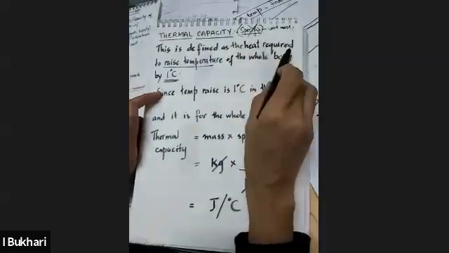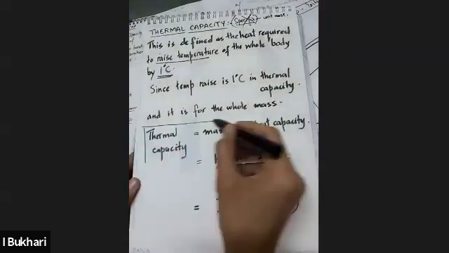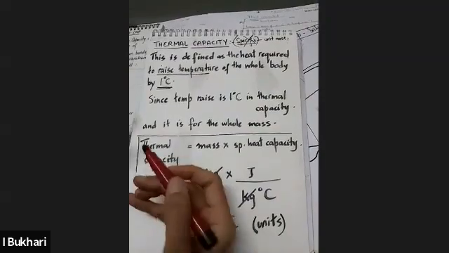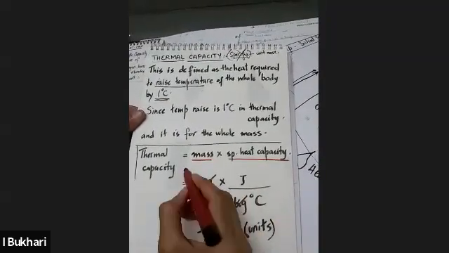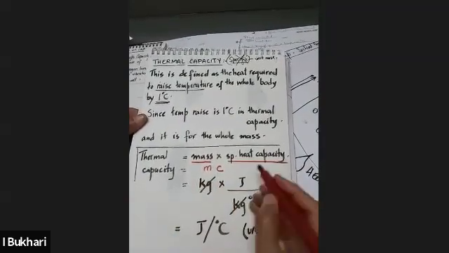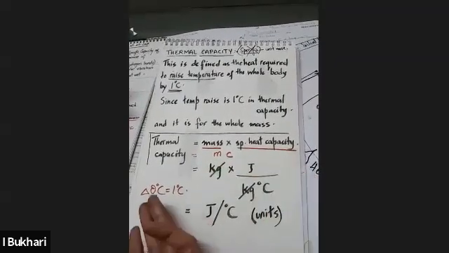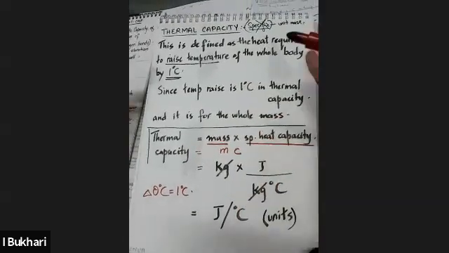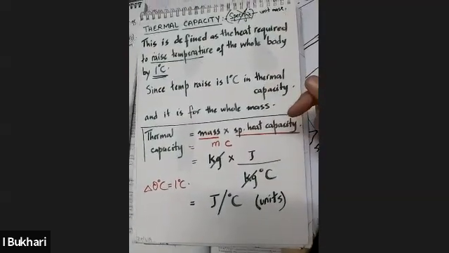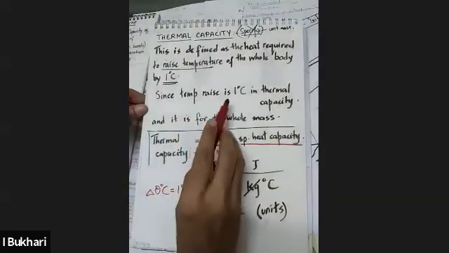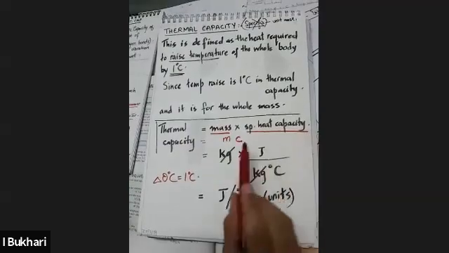So this is defined as the heat required to raise temperature of the whole body by 1 degree Celsius. So therefore, in the equation, in thermal capacity, you do not have the delta theta. There's only mass and specific heat capacity. So thermal capacity is only MC. There is no theta. Why? Because the delta theta is always 1 degree Celsius. So no need to write it, because anything multiplied by 1 is itself. So they did not write delta theta in this formula because it always deals with temperature change of only 1 degree Celsius. And mass is important because of the whole body, right? Okay. Since temperature raise is 1 degree Celsius in thermal capacity, and it is for the whole mass, therefore the formula is thermal capacity equals mass into specific heat capacity without the delta theta.